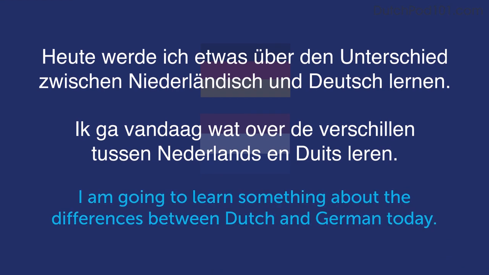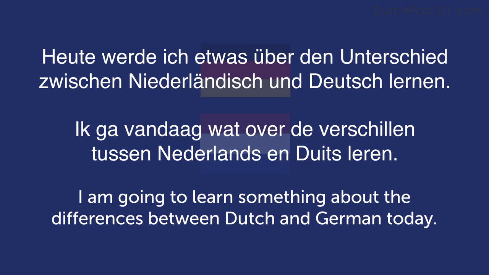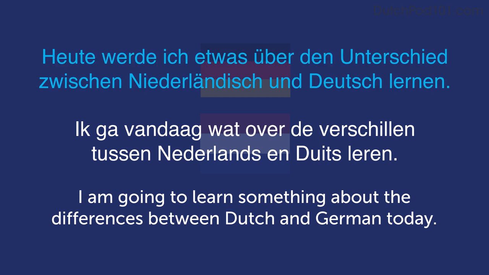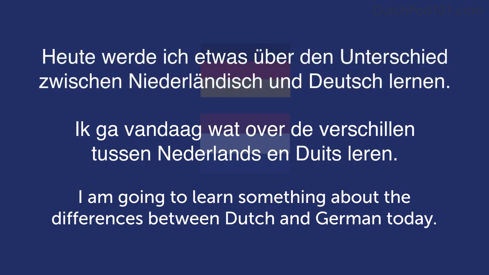I am going to learn something about the differences between Dutch and German today. In Dutch, that would be Ik ga vandaag wat over de verschillen tussen Nederlands en Duits leren. In German, it would be Heute werde ich etwas über den Unterschied zwischen Niederländisch und Deutsch lernen. Those are very long sentences, so I'll break them down to make it easier to understand.